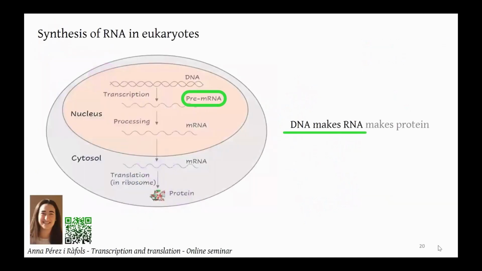Synthesis, or creation, of RNAs in eukaryotes, organisms whose cells have a nucleus, happens directly in the nucleus. The central dogma of molecular biology states that DNA makes RNA makes protein. And you can find out more about how RNAs and proteins are made in the online seminar by Anna Perez, another PhD student from the RNAct project.